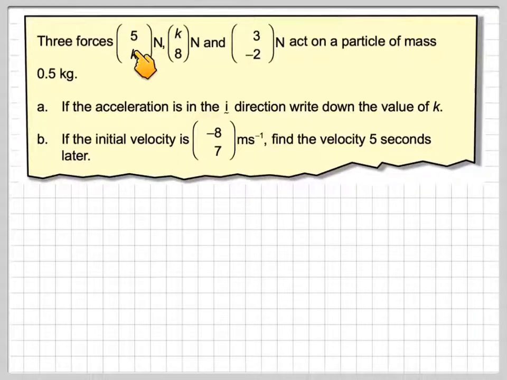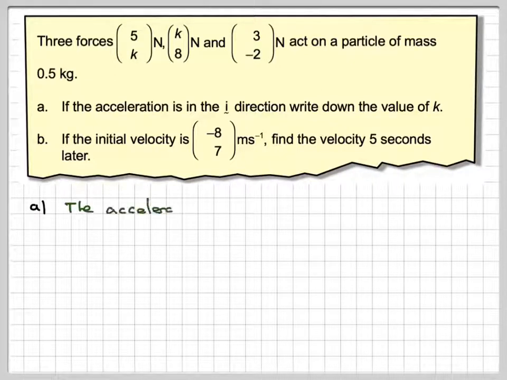We've got three forces, (5, k) newtons, (-6... sorry, (5, k) newtons, (k, 8) newtons, and (3, -2) newtons acting on a particle of mass 0.5 kilograms. If the acceleration is in the i direction, write down the value of k. If the initial velocity is (-7) meters per second, find the velocity 5 seconds later.